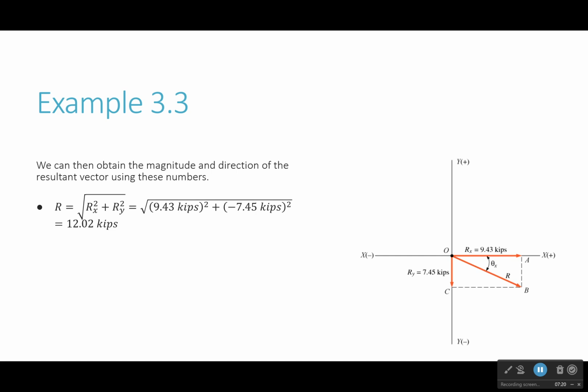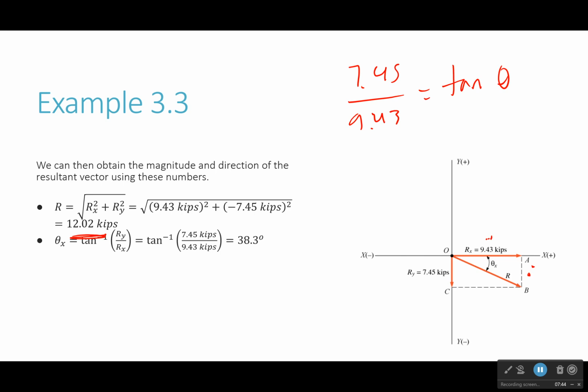And I need to find the angle theta x. There are lots of ways of getting it, especially since I know the resultant now. I just pick any two sides and use that trig function. So I'm going to choose the opposite side and the adjacent side, which is 7.45 over 9.43. Opposite over adjacent is equal to what? Well, that's tan of theta. So if I take the inverse tan of my ratio right here, I get that theta is 38.3 degrees. And I'm done. I've solved the problem.